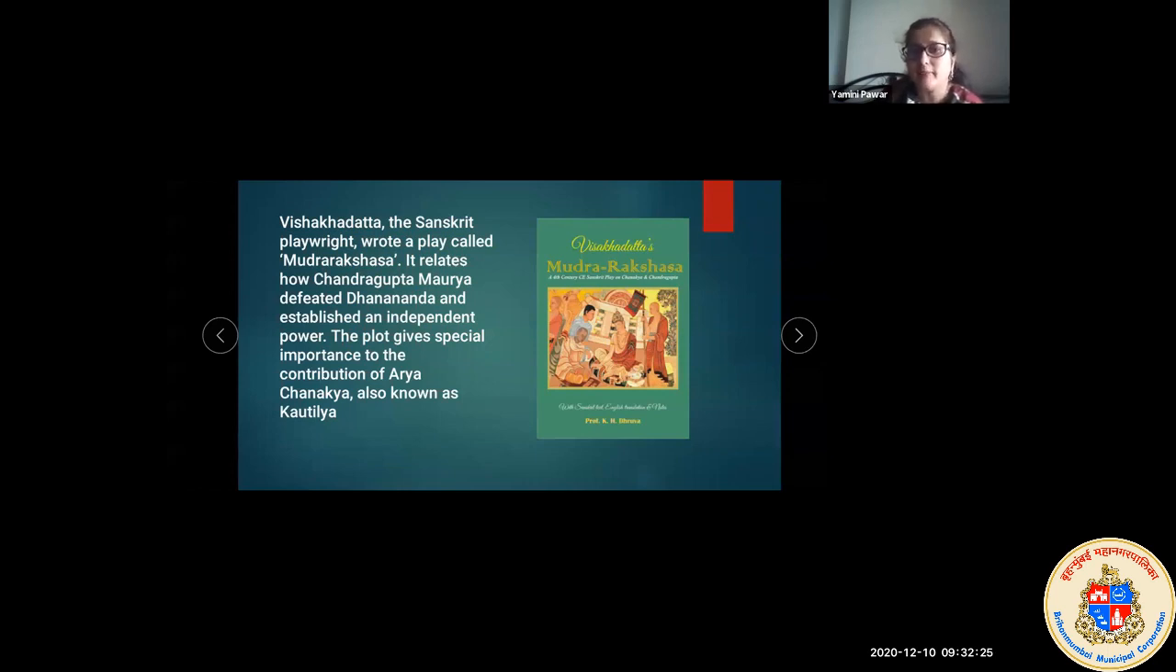Now in this slide, we are able to see that there is also one play. You know what a play is, right? Some people come and enact it. That is called a play. Vishakha Datta, the Sanskrit playwright, was a writer. He wrote a play called Mudrarakshasa. And what did it relate? It related how Chandragupta Maurya defeated Dhananda and established an independent power. It was so difficult to defeat Dhananda, and then he established independent power so that the people would survive from all the kings who were just ruling and bossing them. The plot gives special importance to the contribution of Arya Chanakya, also known as Kautilya.